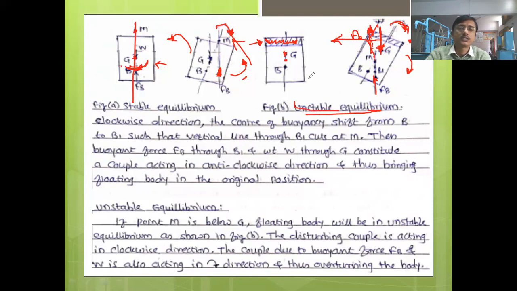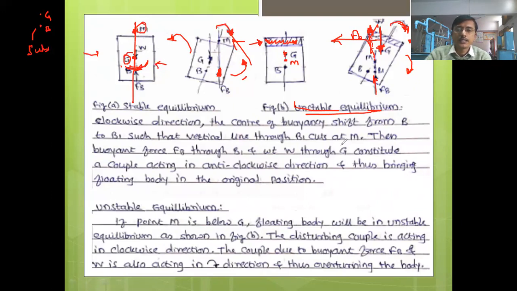So we call it unstable equilibrium when M is below Z. We call it stable equilibrium when M is above Z. Okay, so we have to remember that in case of a submerged body, the conditions we saw earlier were about the submerged bodies. In case of submerged bodies, we were talking about the position of Z and B, and in case of floating bodies, we are talking about the relative position of M and Z. We talk about the position of these two, okay.